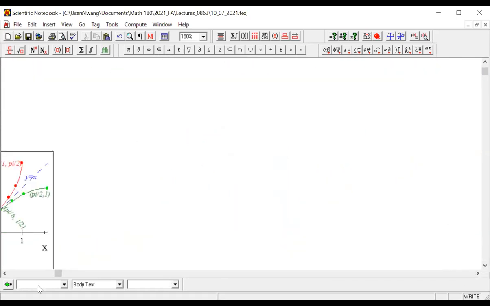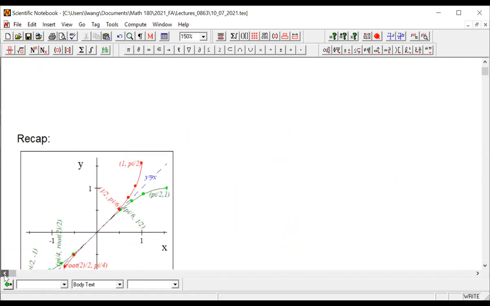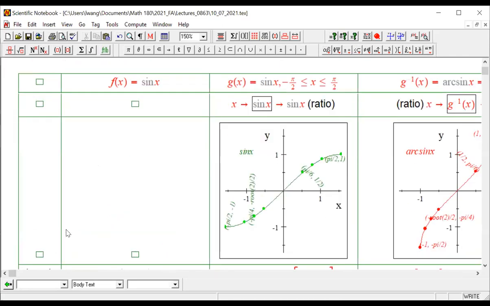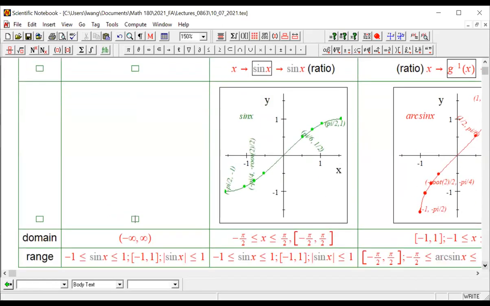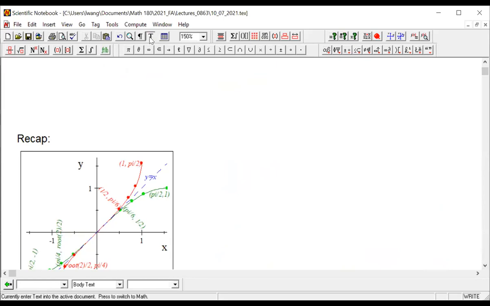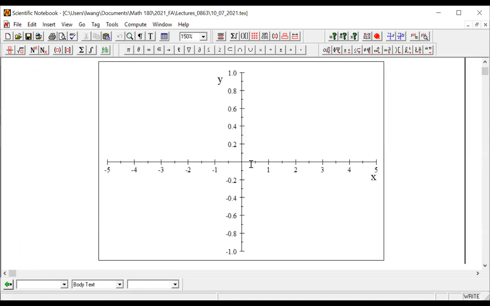Did everybody find trig 7A? Yes? In your notes. Okay, so y equals, I'm just going to evoke the graph of sine, okay? I'm just going to evoke this.